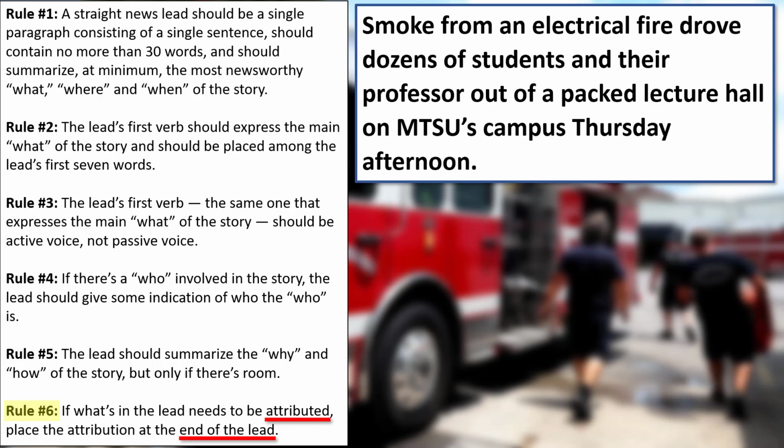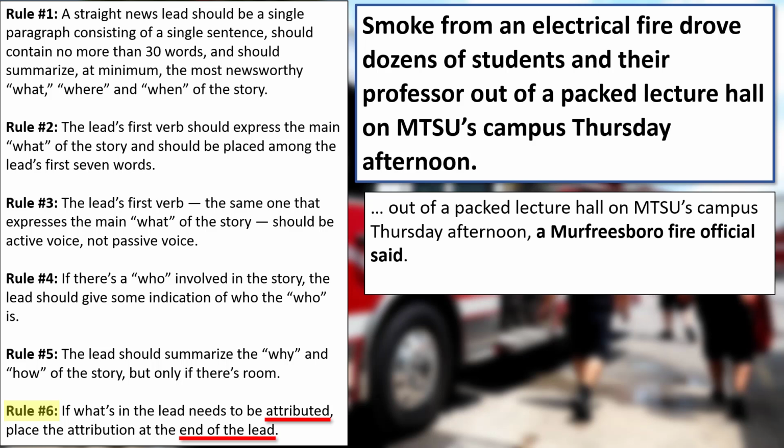Rule 6 is just as important as the rest of them, even though it comes at the end. If what is in the lead needs to be attributed, then you need to place the attribution at the end of the lead. Attribution is simply an indication of the source of the information that you're reporting. And if you do include attribution, if it's necessary, then be sure you put it at the end.